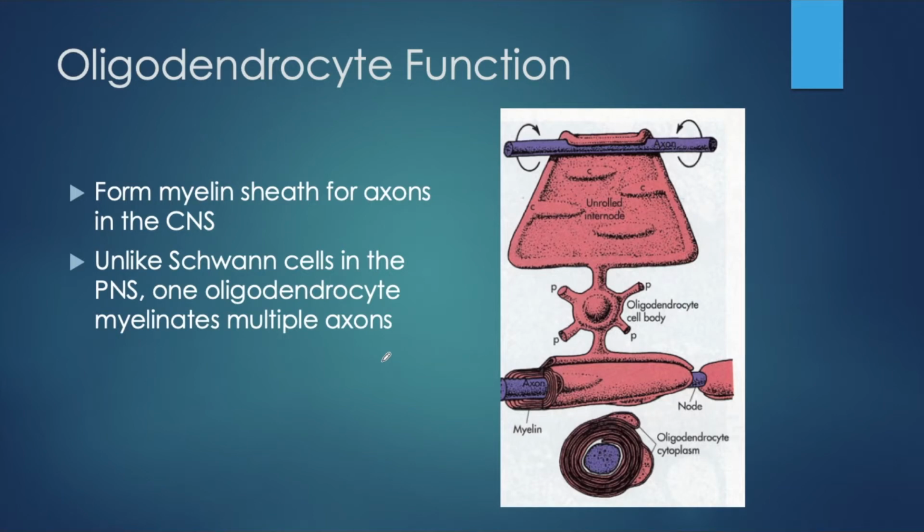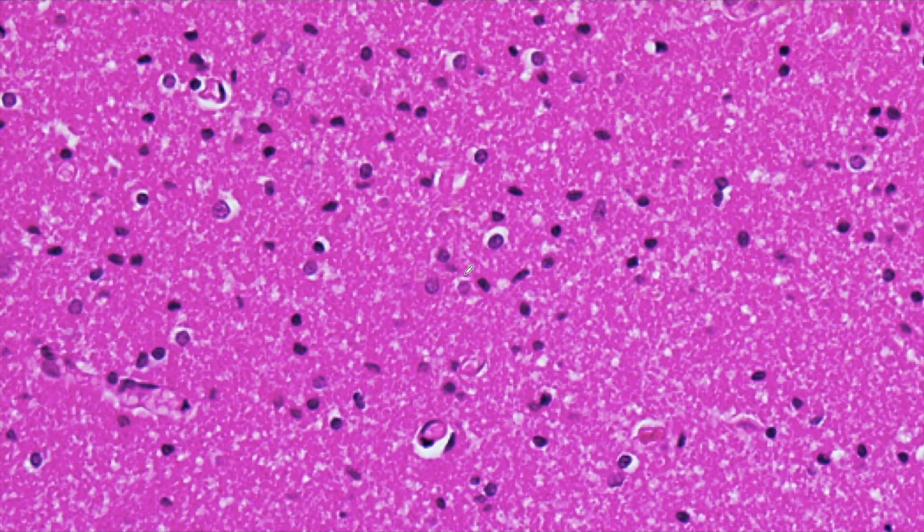Oligodendrocytes send out processes that wrap around axons to form a myelin sheath. Unlike Schwann cells in the peripheral nervous system, a single oligodendrocyte will myelinate multiple axons. Oligodendrocytes are best seen on periodic acid Schiff, or PAS, stains. They have small, round, hyperchromatic nuclei.